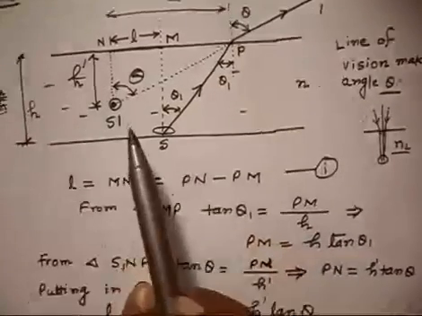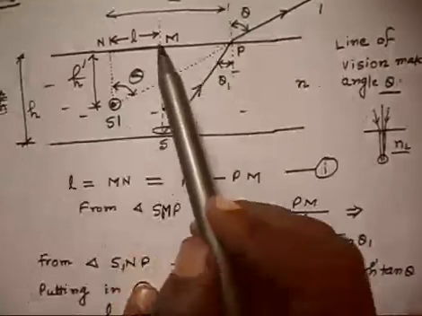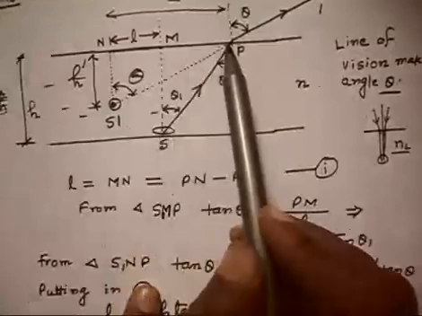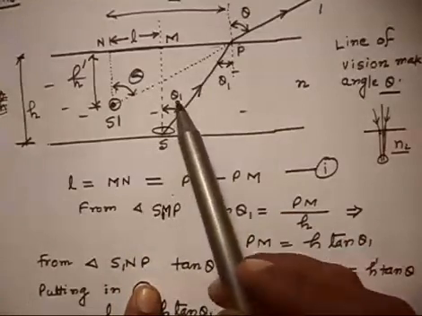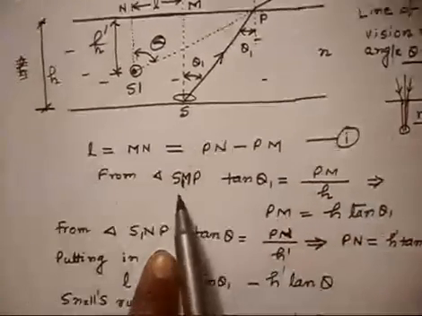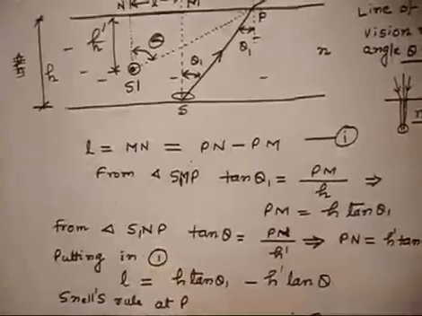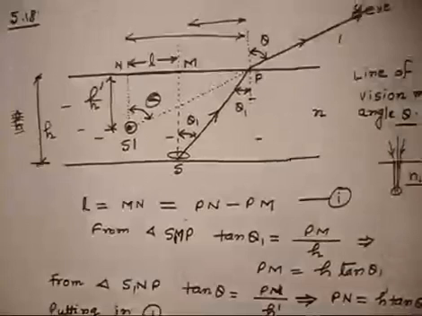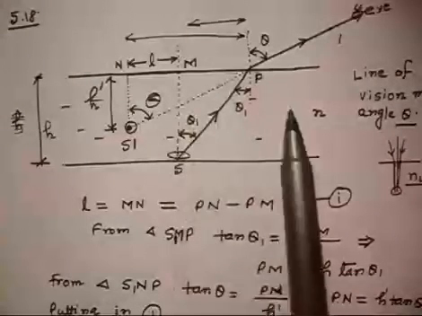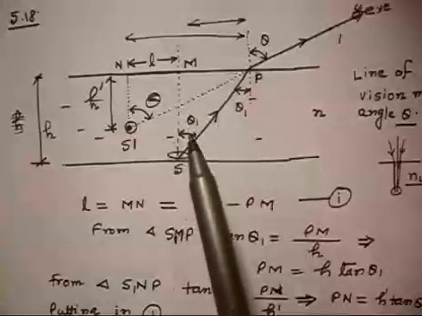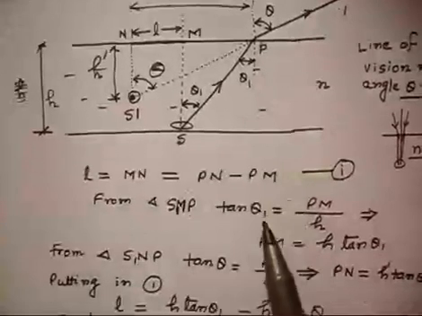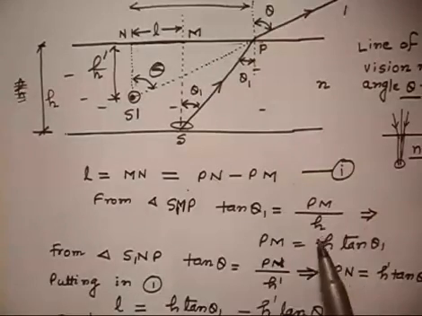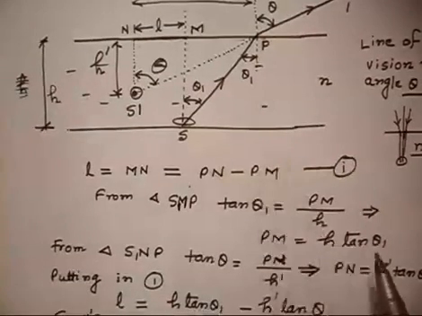So you can also write, in this triangle, you can find this height is h. So this will be h tan theta 1. Let me write in triangle SMP. In this triangle SMP, I can write tan theta 1 is equal to this side by this side. So tan theta 1 is equal to PM by h. So PM is h tan theta 1.